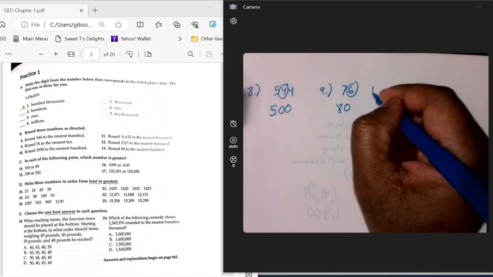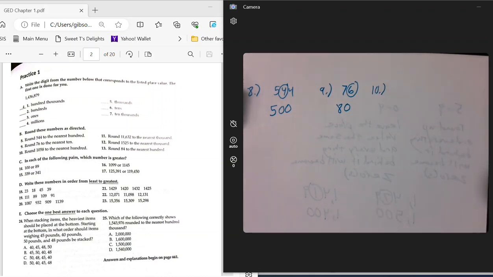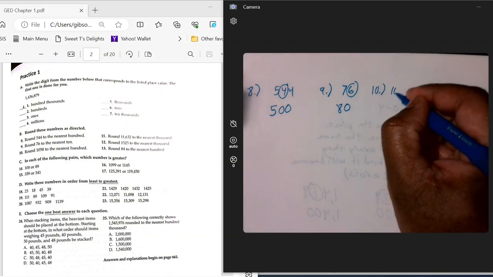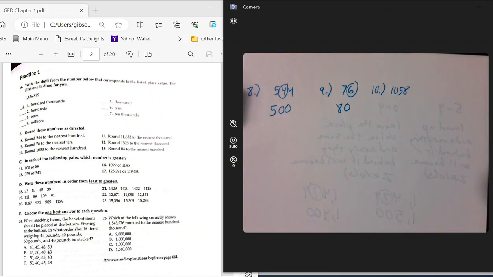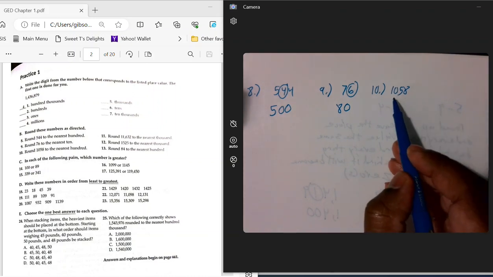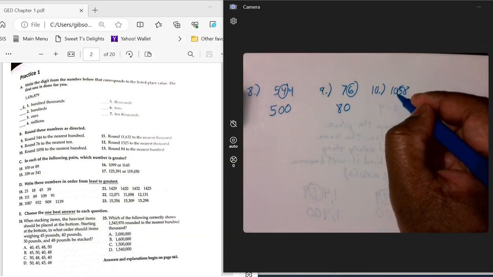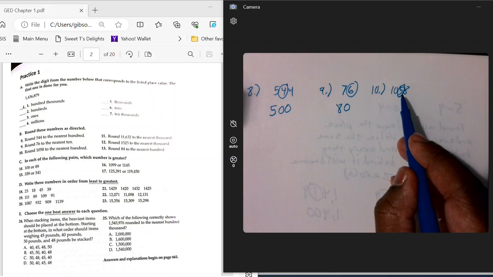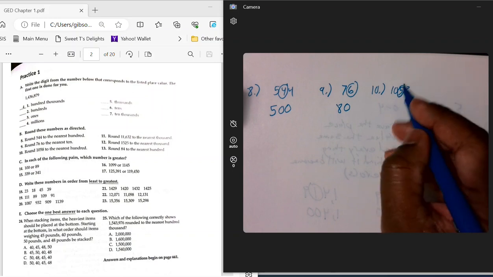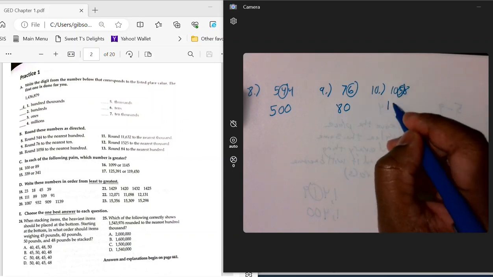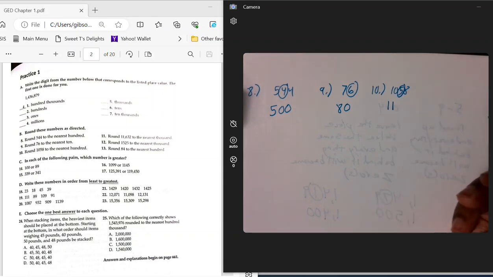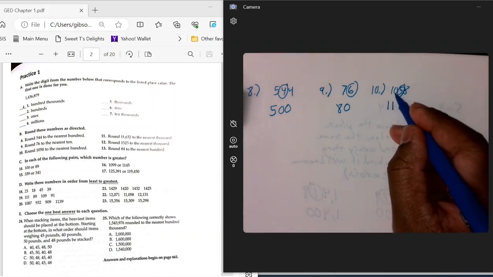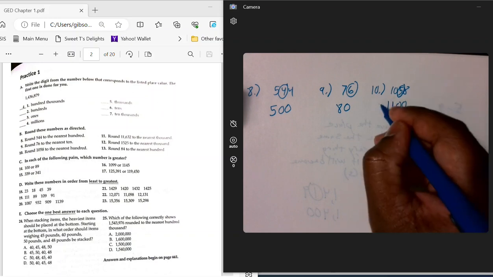Okay, number 10. It says round 1,058 to the nearest 100. So we have 1,058. The number that's in the hundreds place value is 0. So the digit directly next to it, which is in the tens place, is this 5. This 5 falls in the 5 through 9. So we would add 1 to this hundreds place and make that 0 into 1. And everything behind this hundreds place becomes 0.